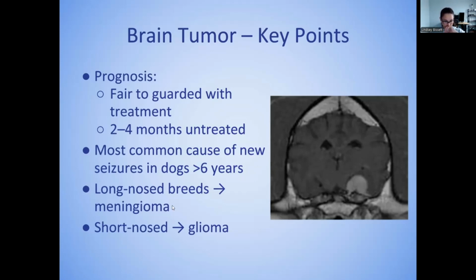Some other kind of general guidelines. If we're looking at long-nosed breeds, such as the golden retriever, you're more likely going to be seeing a meningioma versus short-nosed like the boxer, we're most likely going to be seeing a glioma.